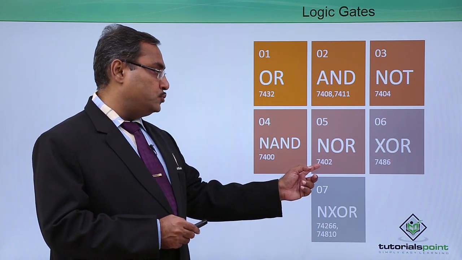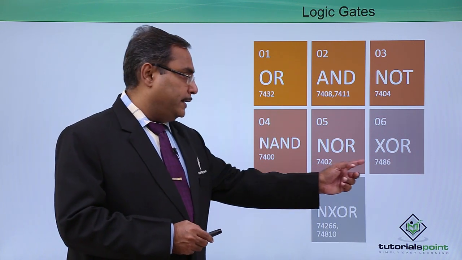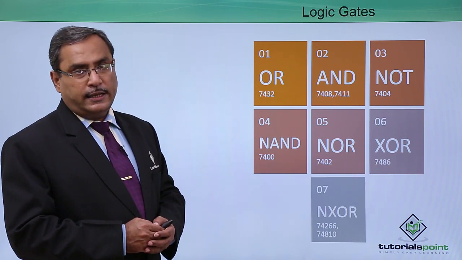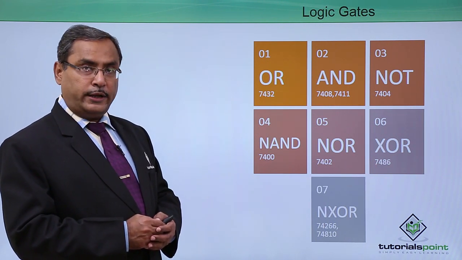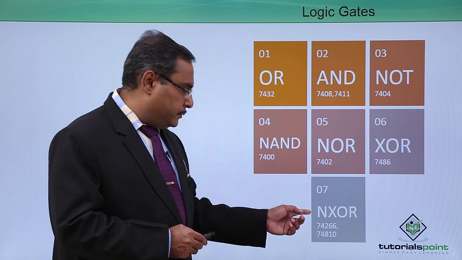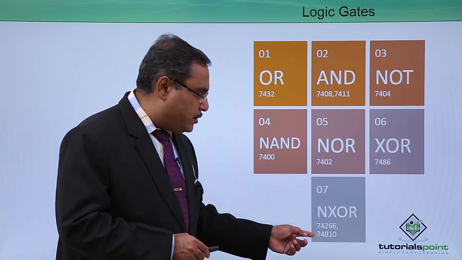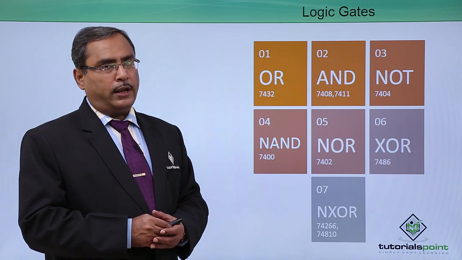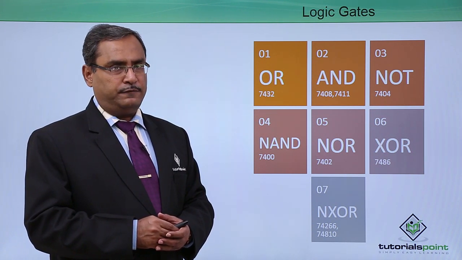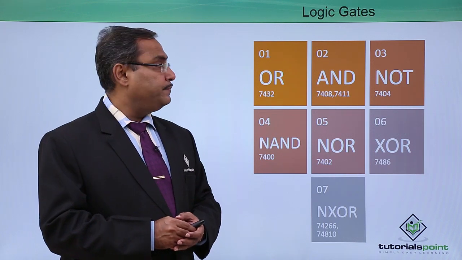7402, that is the 2 input quadruple NOR gate, and here we are having 7486, that is the 2 input quadruple XOR gate. Regarding the XNOR gate, we are having one IC, that is 74266 and 74810. Okay, now let us go for the respective logic gates in detail.